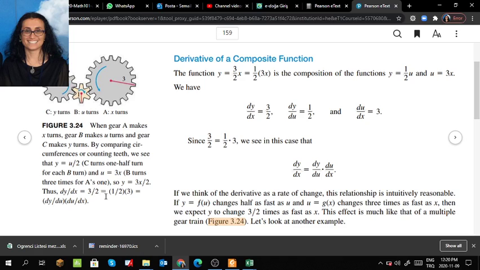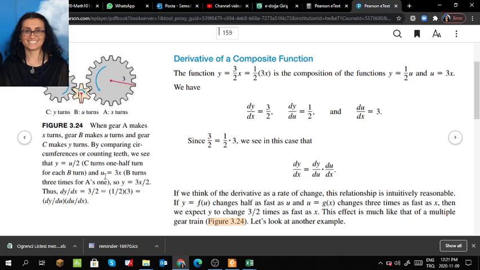But be careful here. 3 over 2 can be written as 1 over 2 times 3. This 1 over 2 comes from dy du right here. If you take the derivative of y with respect to u, you get dy over du. And then you have the 3, which comes from u is equal to 3x. If you take the derivative of u with respect to x, you get 3 here. So we have such a relationship. This is not a coincidence. This is actually the chain rule formula.